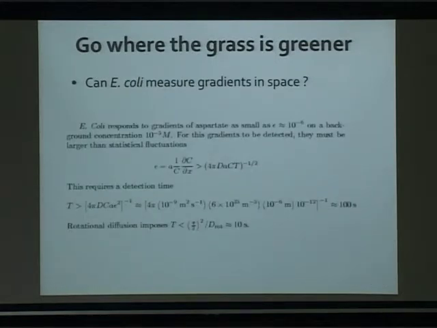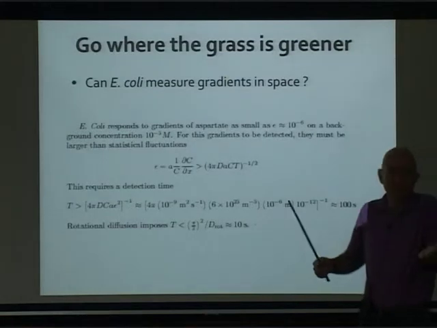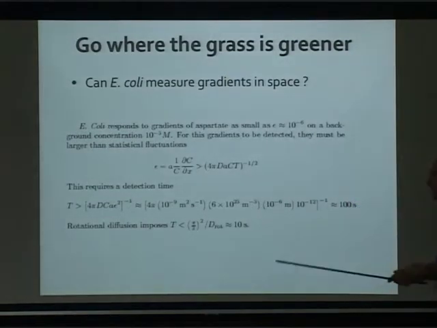So the criterion is that the difference between head and tail must be larger than the noise, than the fluctuations. Given a certain concentration, you estimate how many molecules, on average, you have in the front and bottom, and if it's too small, noise will overcome your signal and you won't be able to tell front from back.